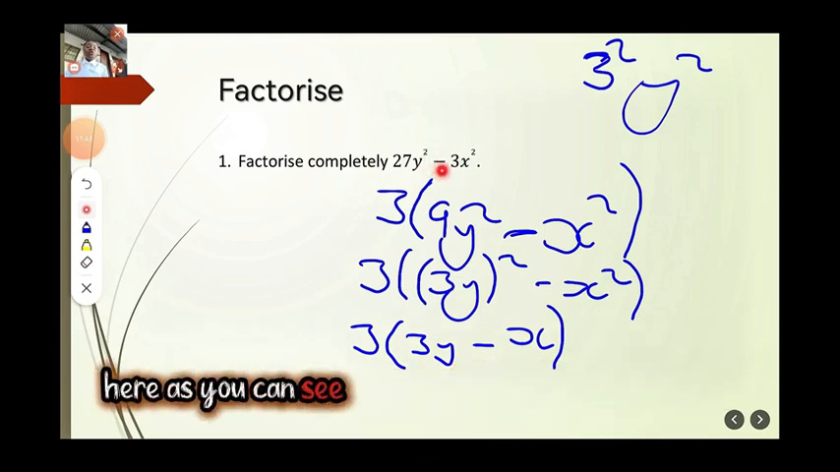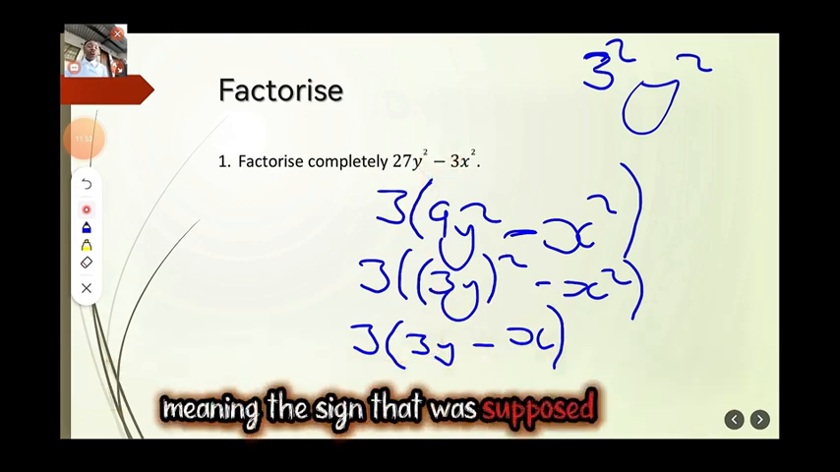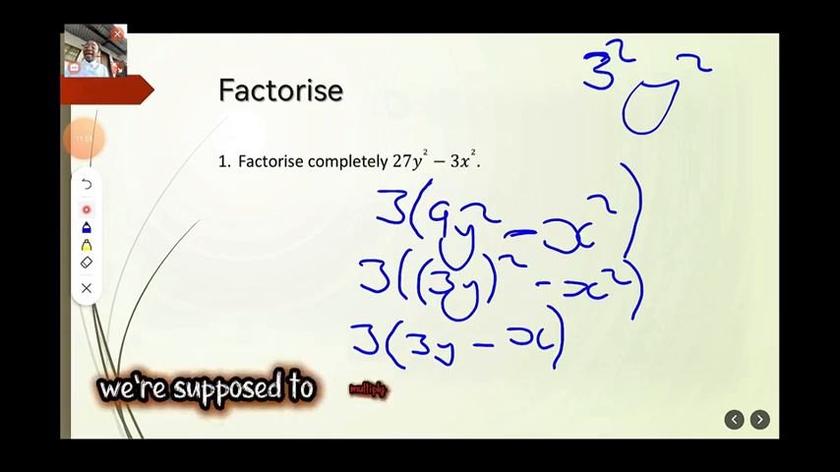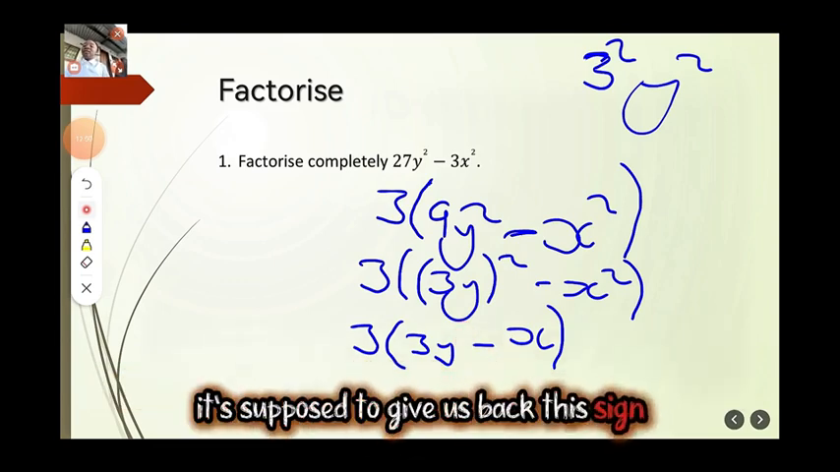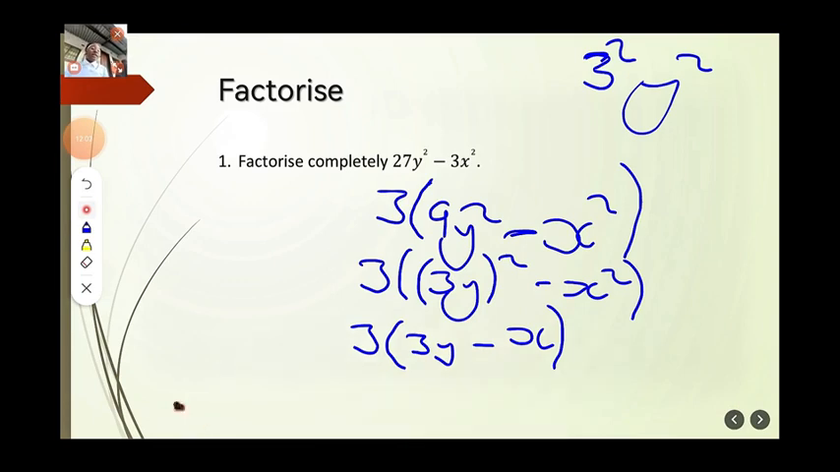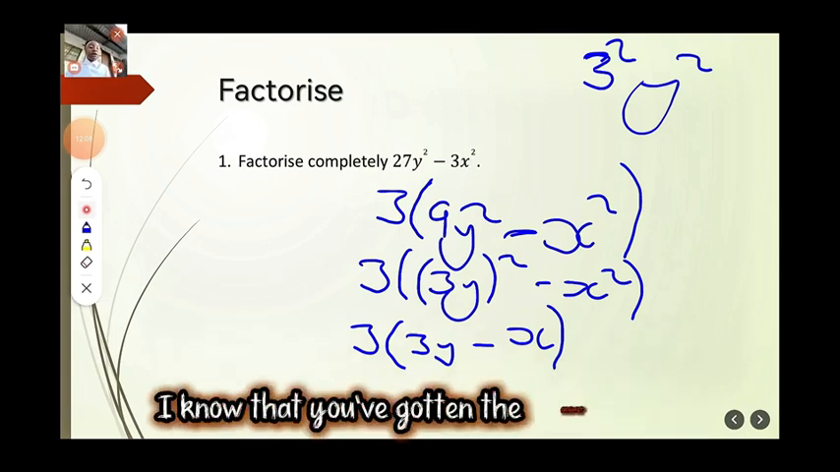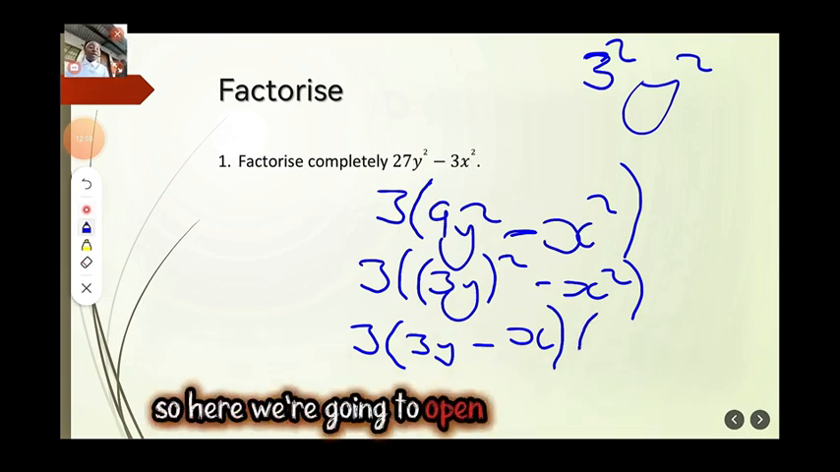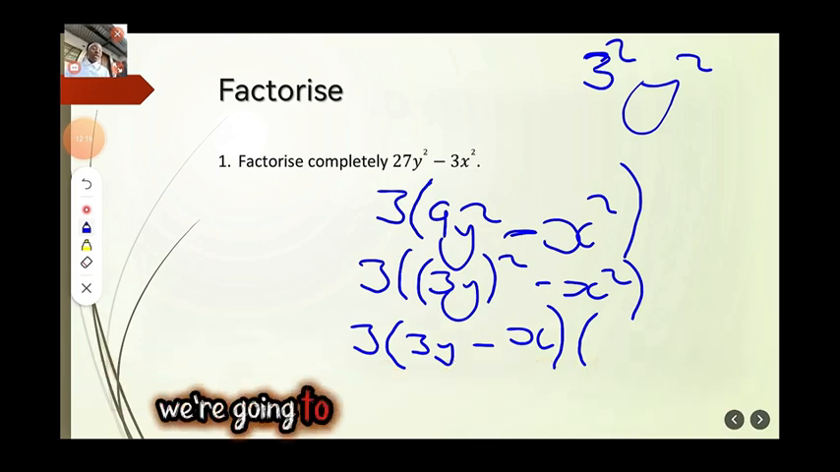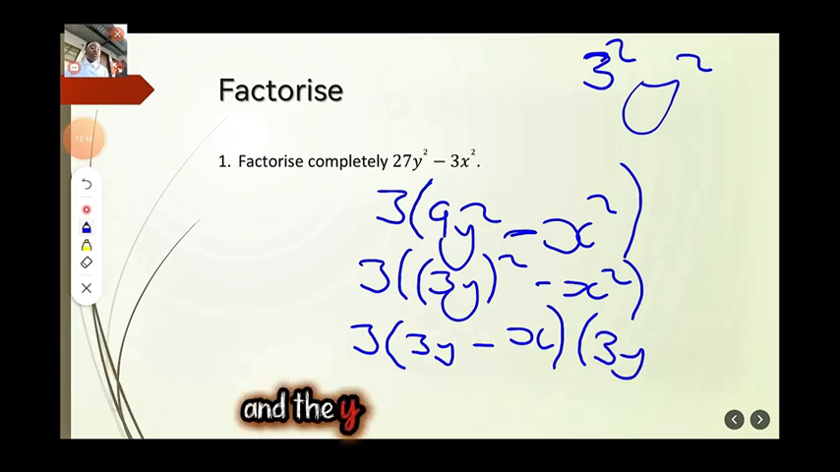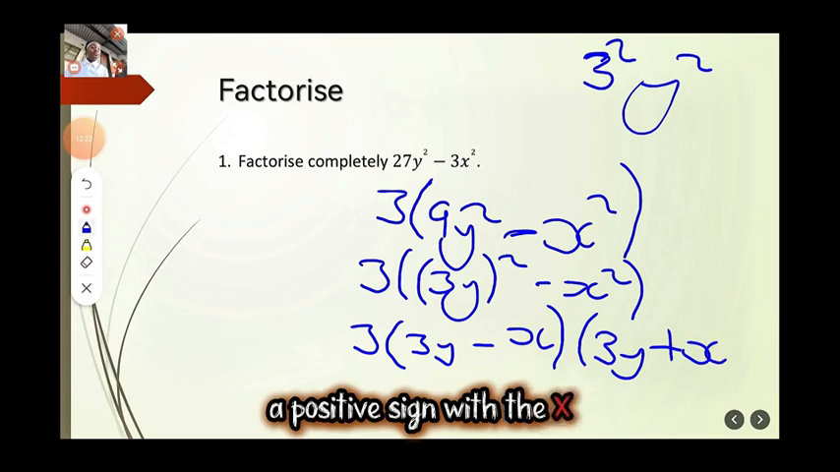Here, as you can see on the question, we are having a minus sign, meaning the sign we're supposed to multiply with this sign, and when we multiply it, it's supposed to give us back this sign. What's the sign, Lena? Okay, the sign is positive. Thank you, online viewers. I know that you've gotten the answer. So here we're going to open another bracket. The 3 is already here. We're not going to indicate it this side. We're going to get the 3 that was remaining and the y that was remaining. Then we're going to put a positive sign with the x.